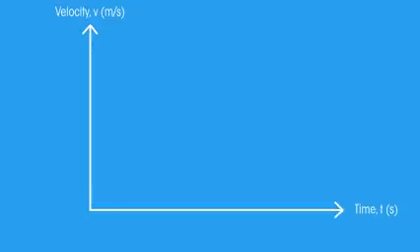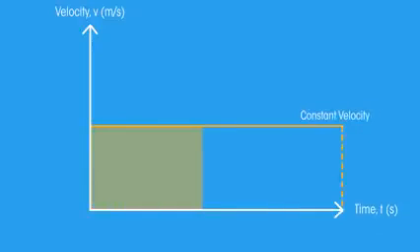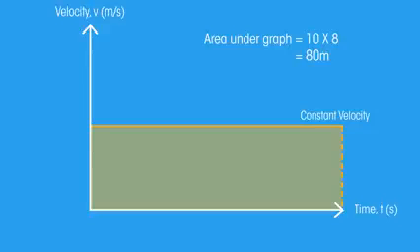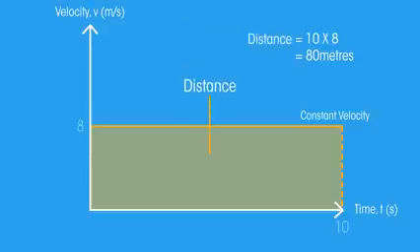Simple velocity time graph. To find the area underneath the line, multiply the value on the horizontal axis with the value on the vertical axis. We are multiplying together the velocity of the object and the time it has travelled for. Look at the unit, 80 meters. The area underneath the graph gives us the total distance that the object has travelled.